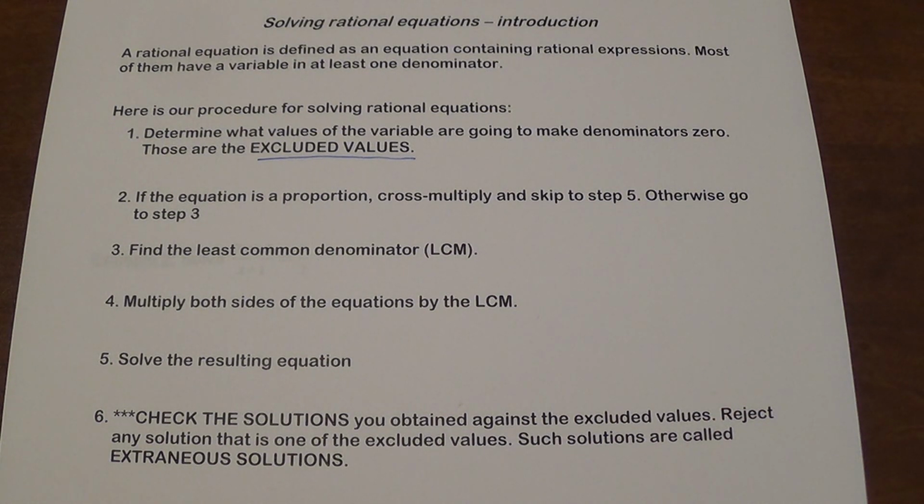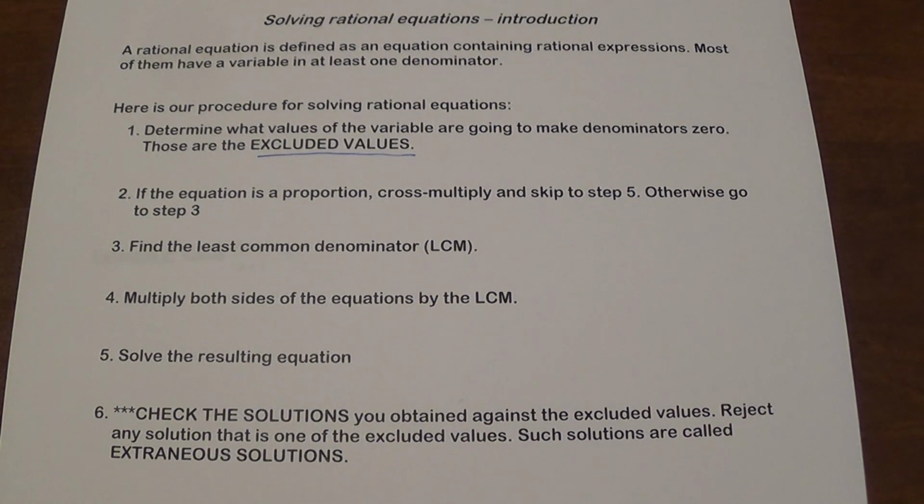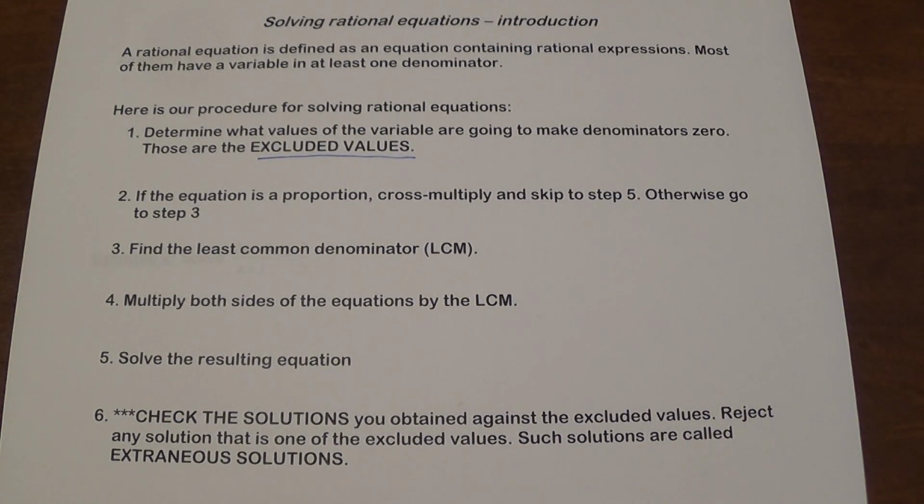So in step 3, if it's not a proportion, we're going to find the least common denominator. We're going to multiply both sides by the least common denominator. And whichever way you had to do it, you are going to solve the resulting equation. Very, very important, the last step: check the solutions that you got against the excluded values, because you may end up getting a solution that happens to be one of the excluded values and you cannot use that. Those solutions will be called extraneous solutions. They cannot be considered part of your solution set.